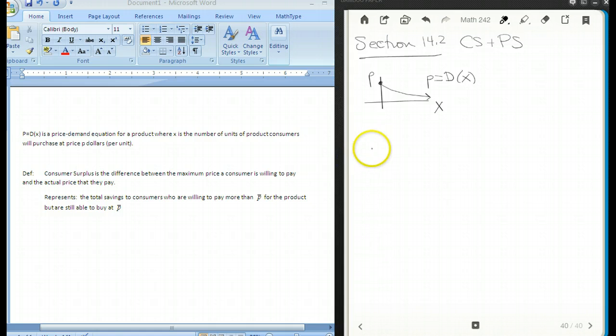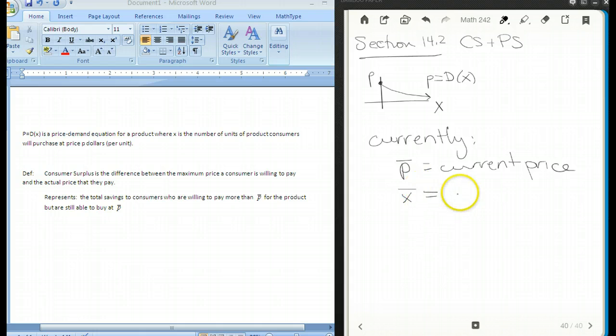And so let's just for a scenario, let's say that we had a current market situation where we had a current number of units being sold or purchased and a corresponding current price, right? So let's say that we have a current price and a current number of units. I'm going to call them something very specific. Let's say P bar is the current price, and X bar is the current number of units. Okay, so in terms of our price demand equation, what that really means is that P bar equals D of X bar, because that's the relationship for the price demand equation.